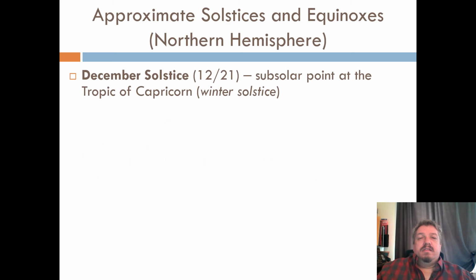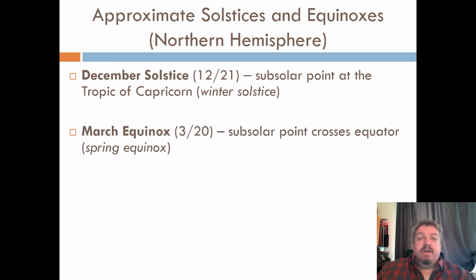So the December solstice is the point in which the subsolar point is the furthest south. It is the day that we have the shortest day in the northern hemisphere, so it's in December, and the longest night. It's actually the exact opposite in the southern hemisphere, in South Africa, South America, and Australia. That is their summer. They have the longest day and the shortest night.